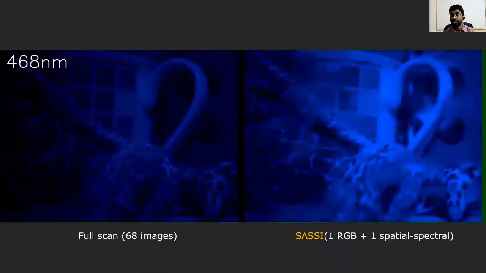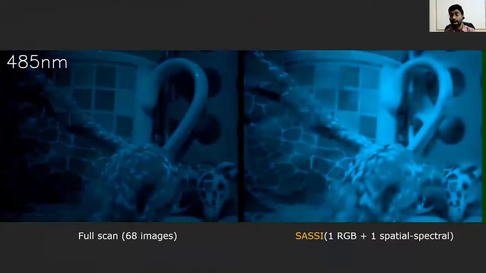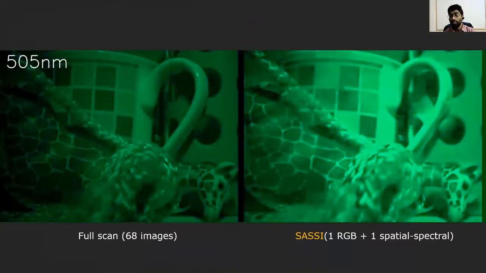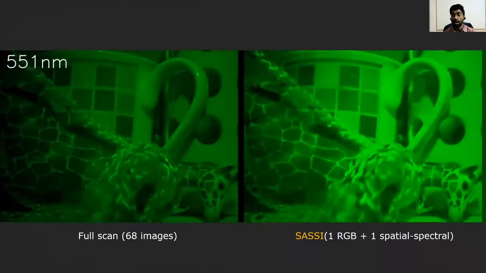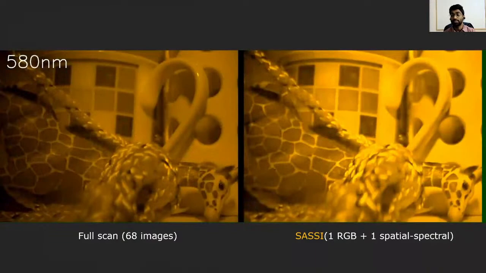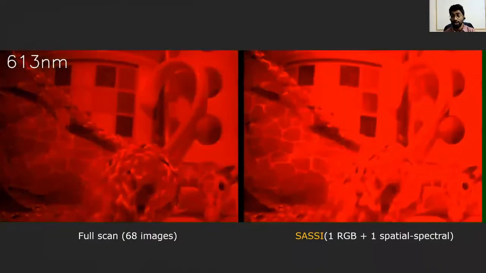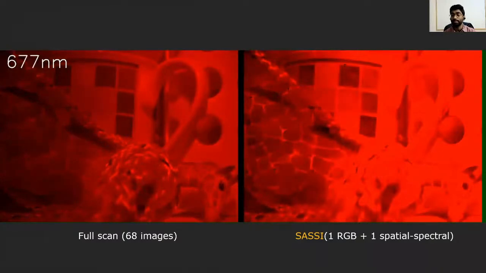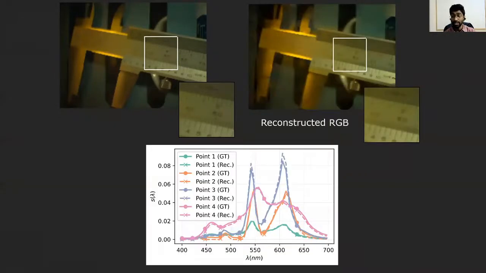Our setup captured 600 by 900 images with 68 bands in the visible spectrum. While a full scan would have required at least 68 images, SASSI required just one RGB image and one adaptively and sparsely sampled spectral profile. Notice how accurately the spatial texture is reconstructed. Since we do not multiplex spectra, SASSI can simultaneously recover high spatial resolution and spectral resolution, such as a scene illuminated by complex and peaky illuminants, such as a compact fluorescent lamp.